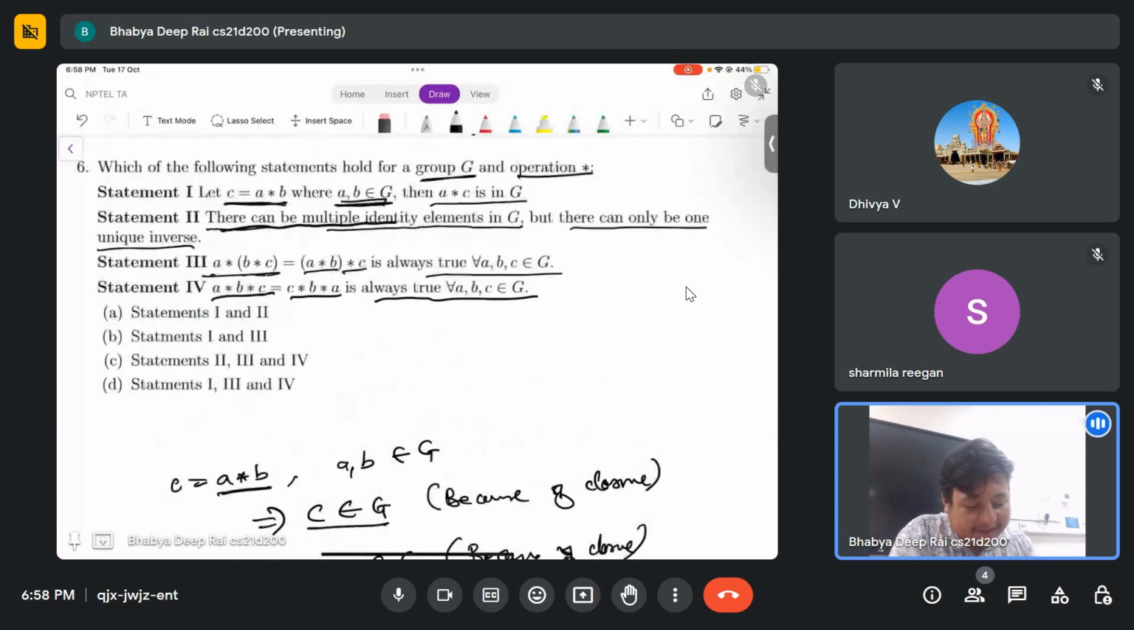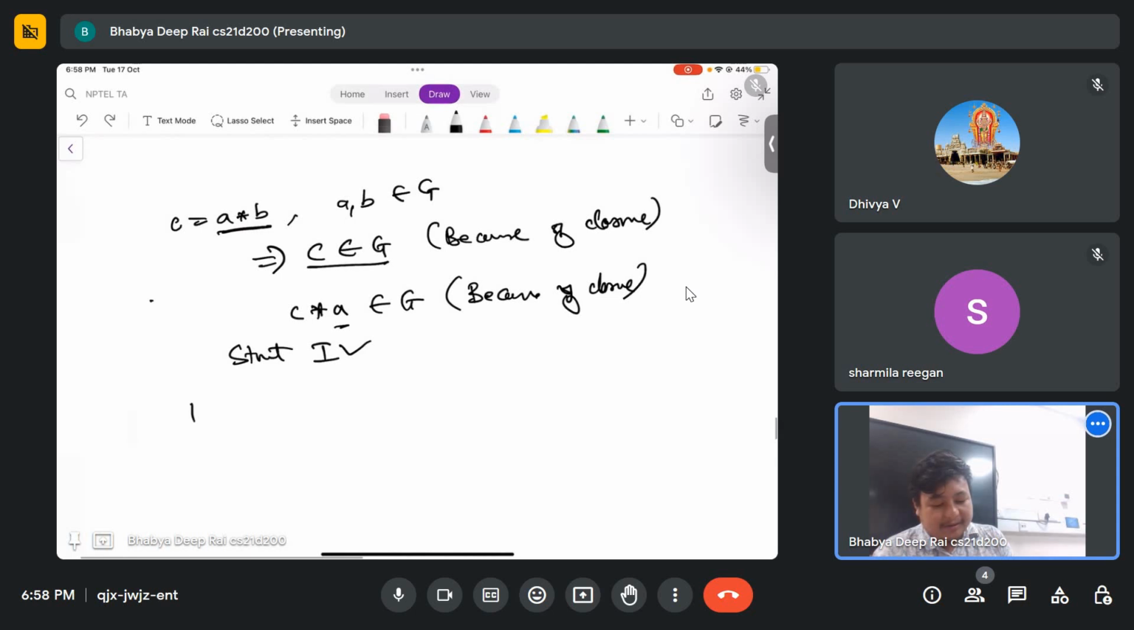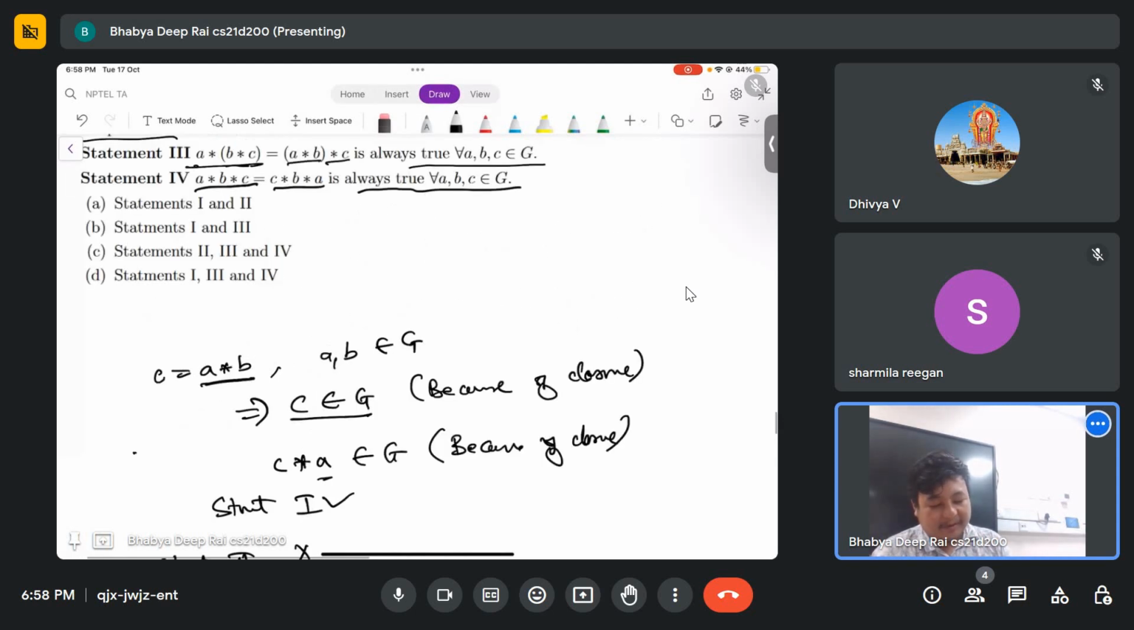There can be multiple identity elements in G, but there can only be one unique inverse. Well, the statement is very wrong. Why? Because there is exactly one unique identity element in G. It cannot be that there are multiple identity elements in G. And furthermore, there could be several inverses. In fact, per element there will be one inverse. So there can be multiple inverses. So statement 2 is trivially false.